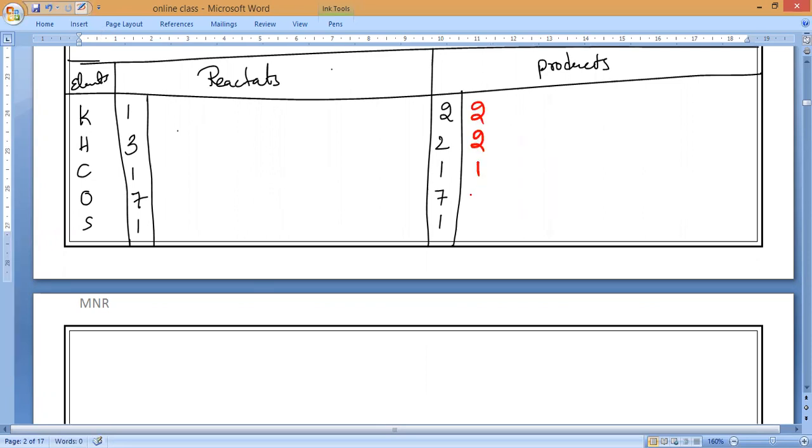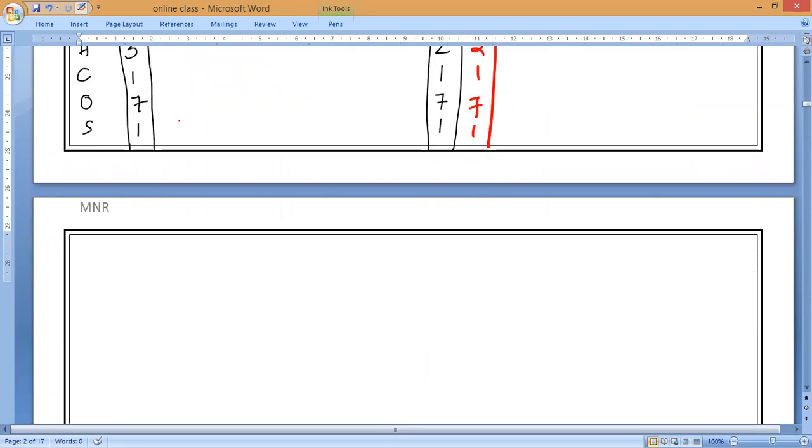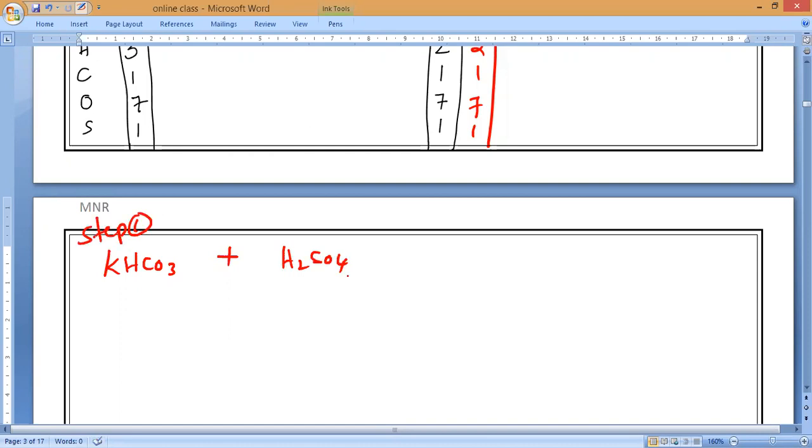So 2, 2, 1, 7, 1. Clear? Now product side we have to change. So reactant side, what is the equation? Write it. Potassium bicarbonate, KHCO3, plus H2SO4 will give you, what is the product? K2SO4 plus carbon dioxide plus H2O.